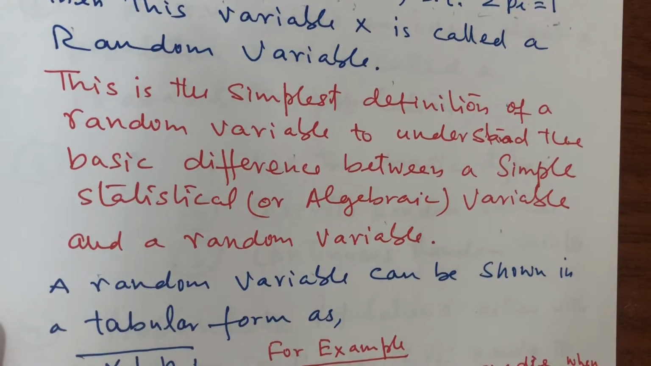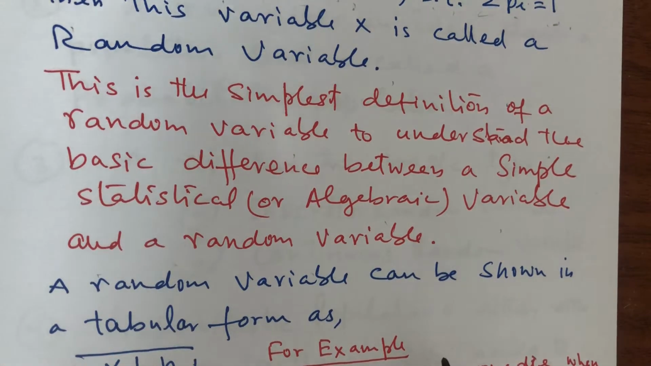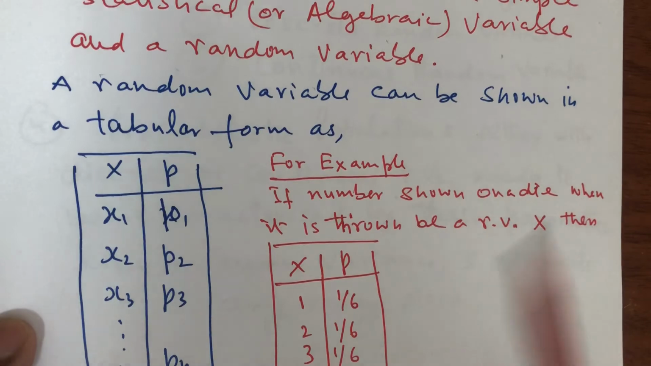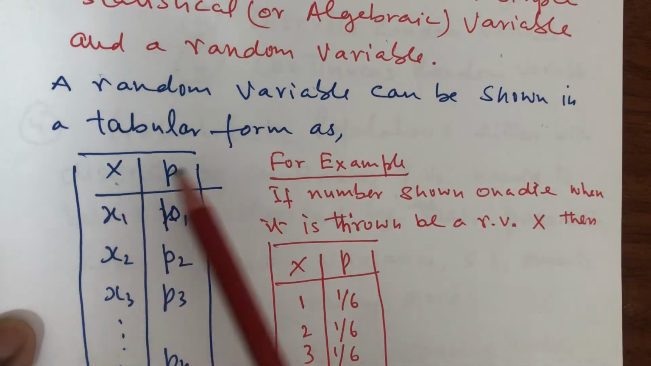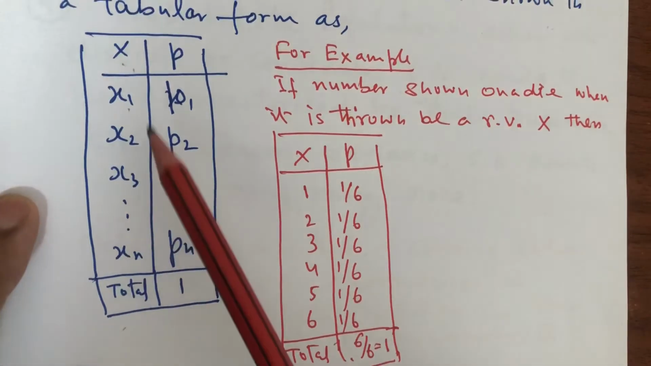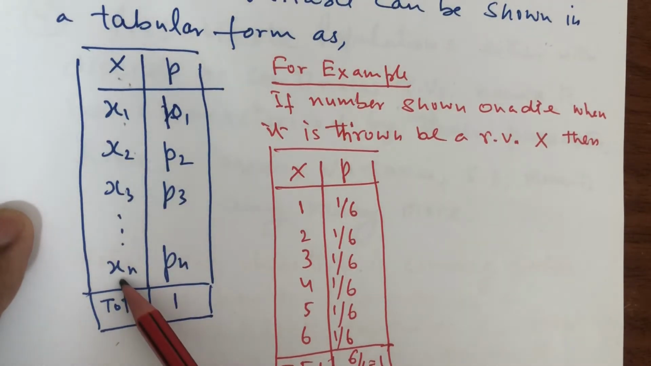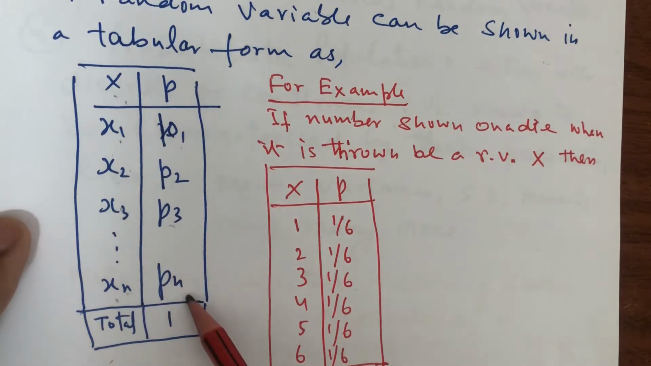The simple statistical variable or algebraic variable has simple values x1, x2, x3 like this. But there is no information about what is the probability of x1, what is the probability of x2. They are simple variables. A random variable is defined like this. In a tabular form, we will write x and p. X has different observations x1, x2, x3, xn, and the corresponding probabilities are p1, p2, p3, pn.